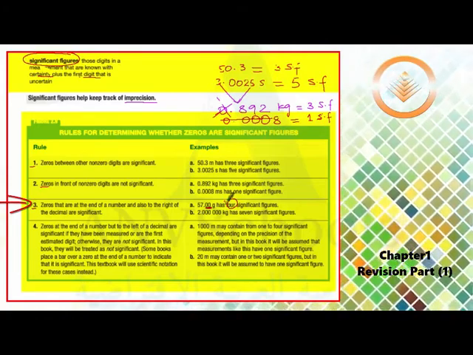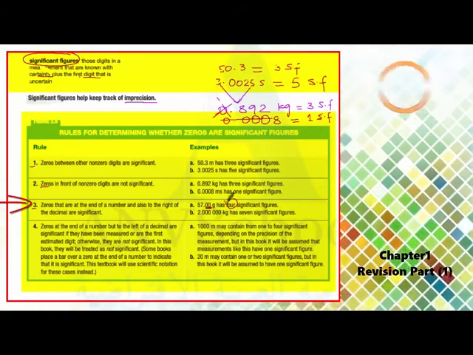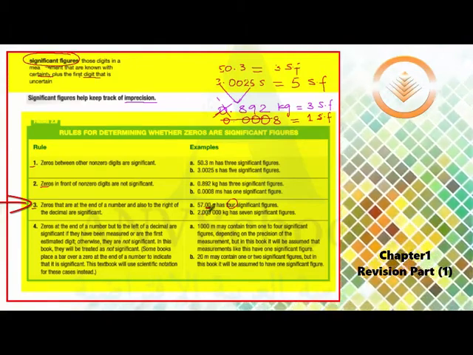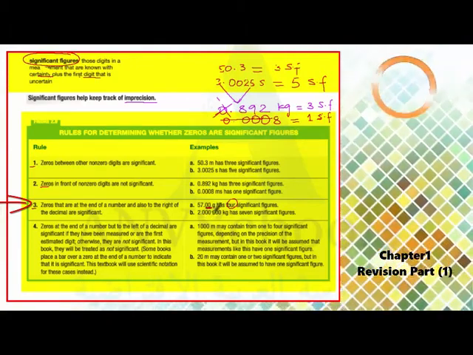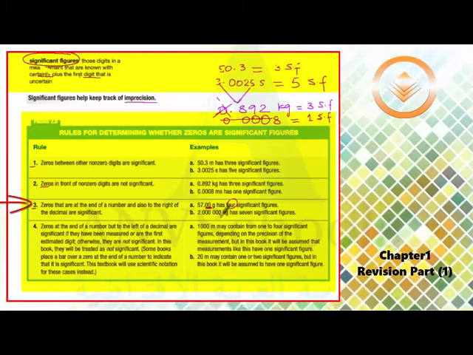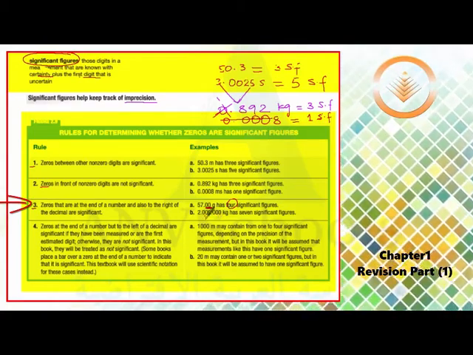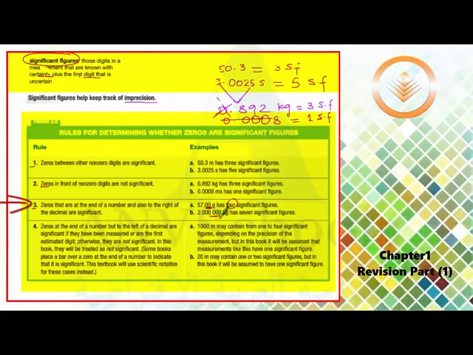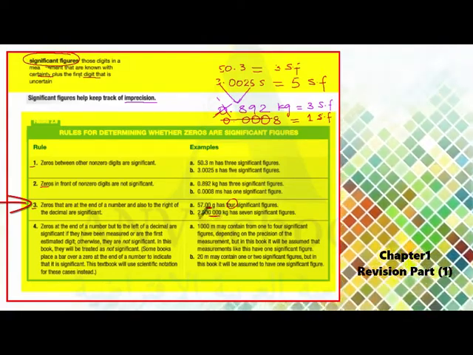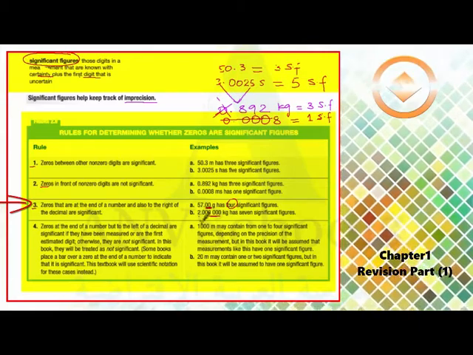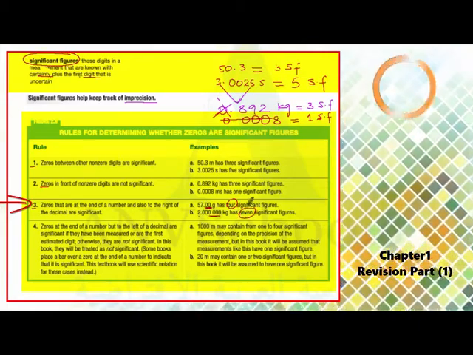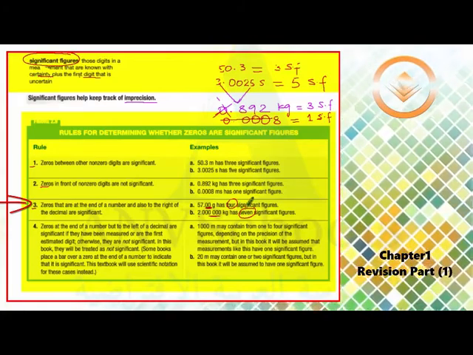Let's see the second case. After this decimal, we have 6 zeros. We can count them: 1, 2, 3, 4, 5, 6. Now these 6 zeros are significant. We count them. So we have 6 zeros and 1, 2. All together we have 7 significant figures or significant digits.